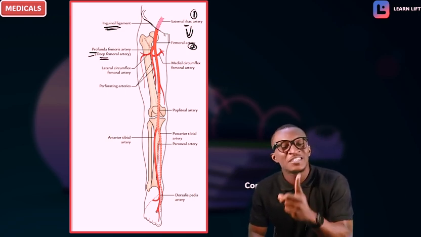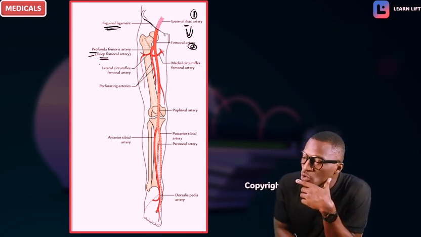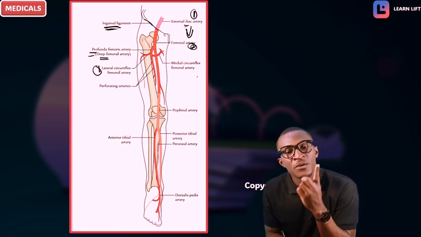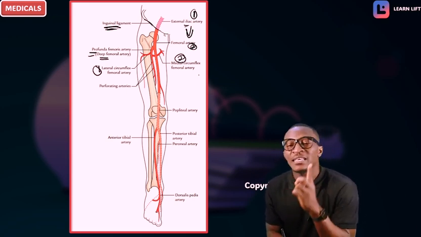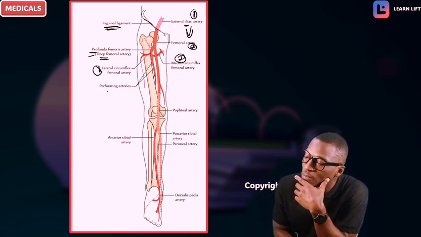And the deep femoral artery has 3 branches. 1 is what we call the lateral circumflex femoral artery. 2 is what we call the medial circumflex femoral artery. And 3 is what we call the perforating artery.